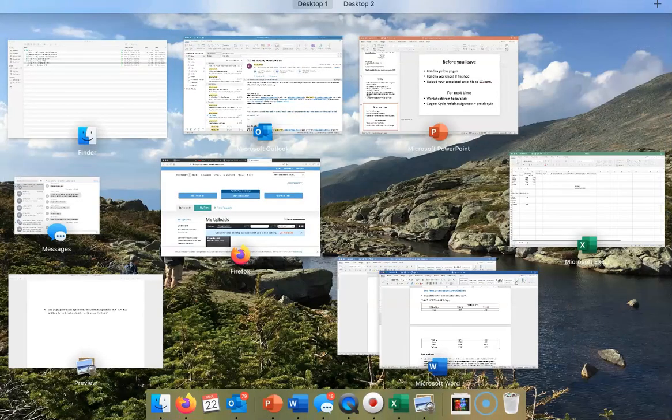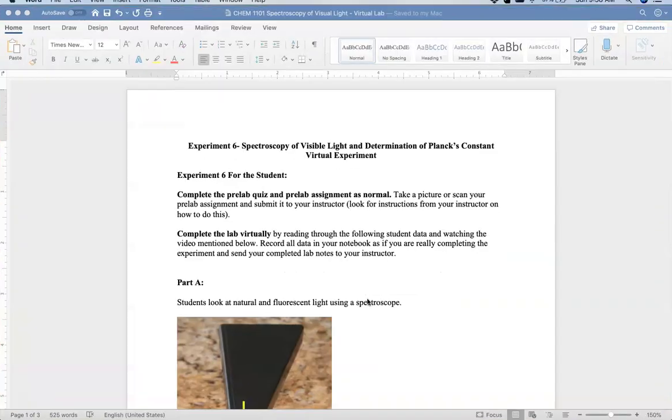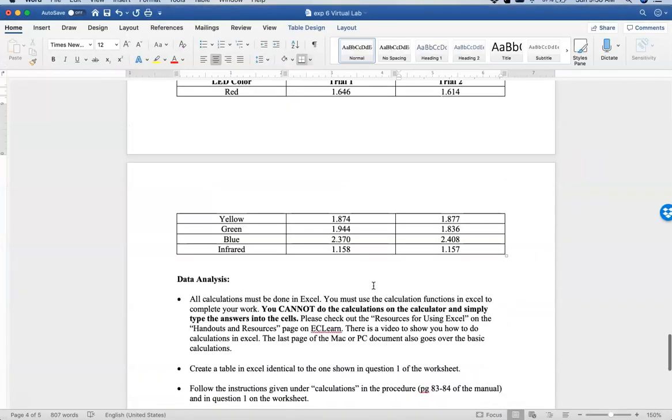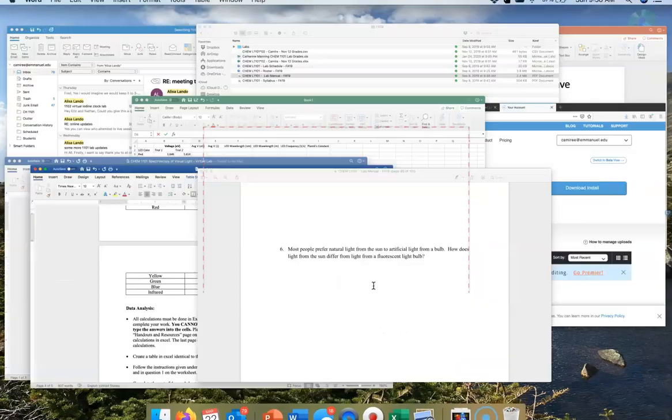So let me go back to our worksheet. Oh, not this one, but this one. Was I in the right spot? Where did it go? Oh, this is what I wanted.